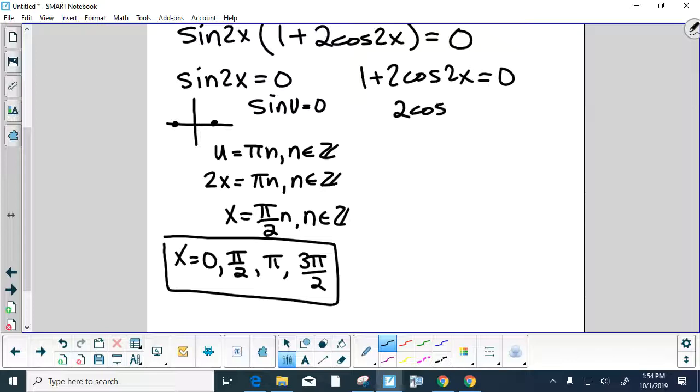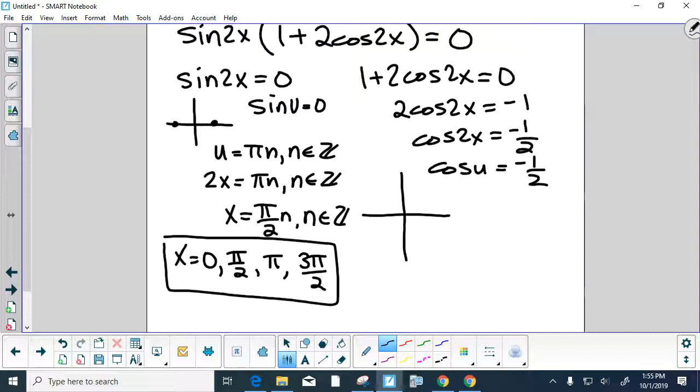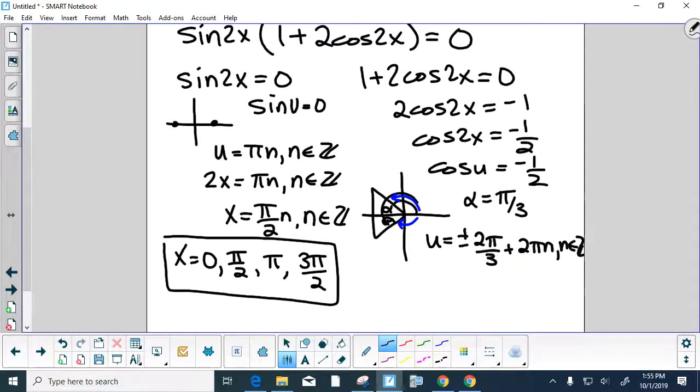So this is 2 cosine 2x equals negative 1. Cosine 2x equals negative 1/2. Cosine of u is equal to negative 1/2. What quadrant is the cosine negative? 2 and 3, good. So I got to figure out what alpha is. Pi over 3, good. So u equals plus or minus 2 pi over 3, correct? Because I could go this way, positive 2 pi over 3, and plus 2 pi n, and n an element of the integer set.